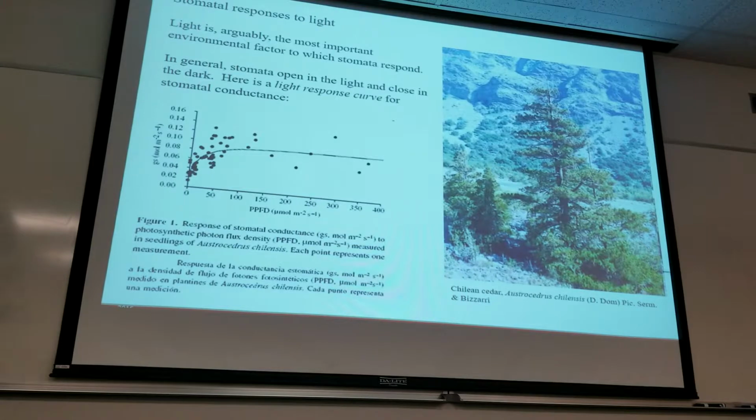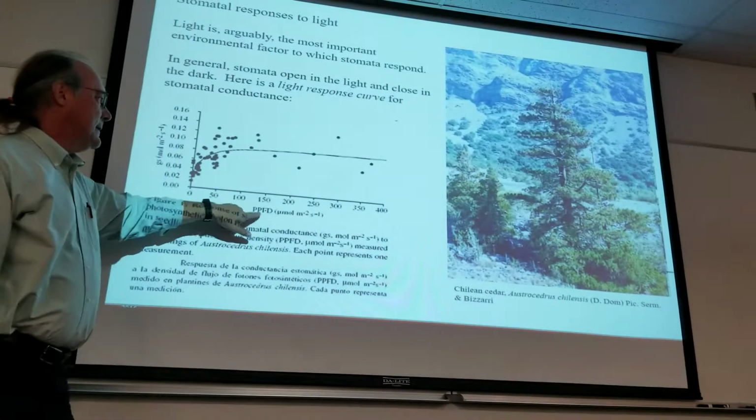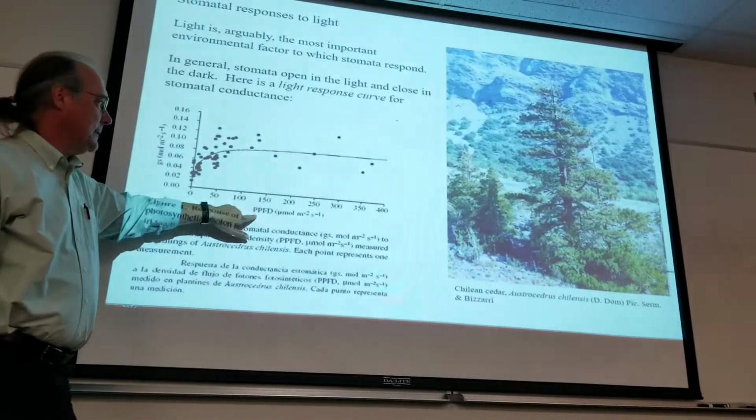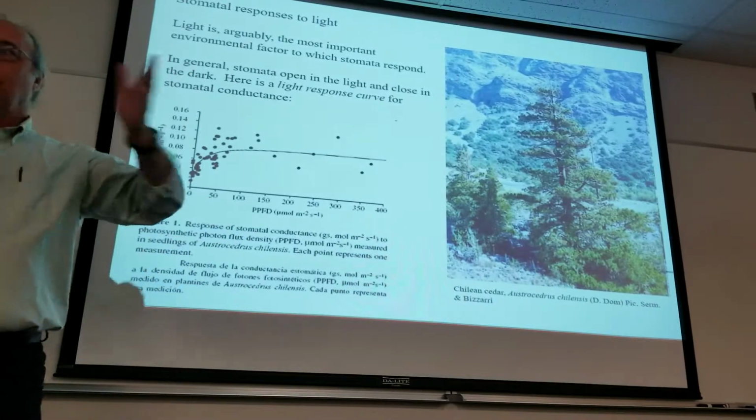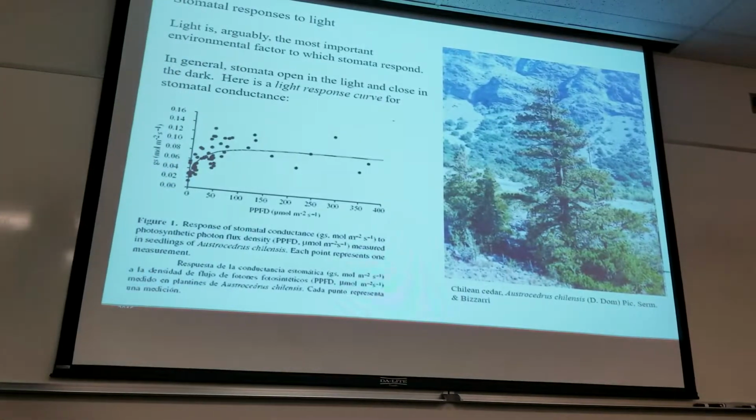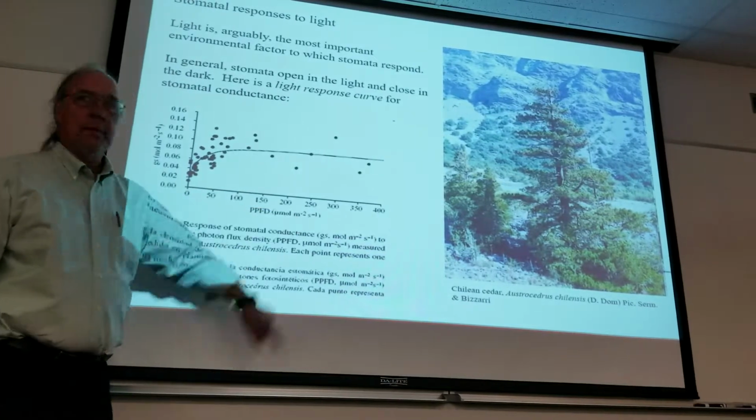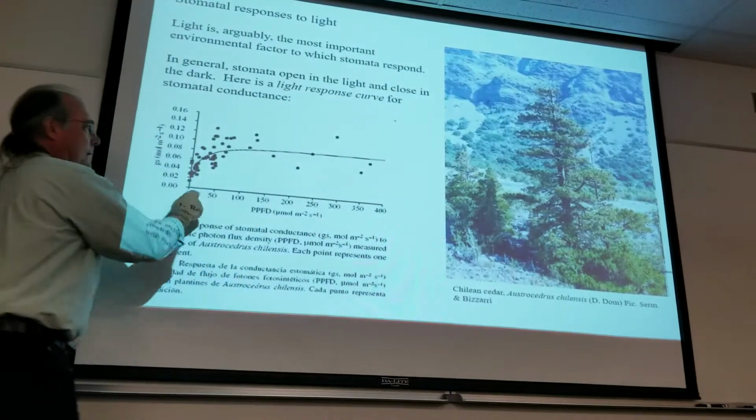Okay. You saw this picture before. So here's stomatal conductance, and here's light intensity. This is photosynthetic photon flux density, in case you're not familiar with this abbreviation. Photosynthetic photons, that's in the wave band 400 to 700 nanometers. This is micromoles of photons per square meter per second. So this is higher light, lower light.